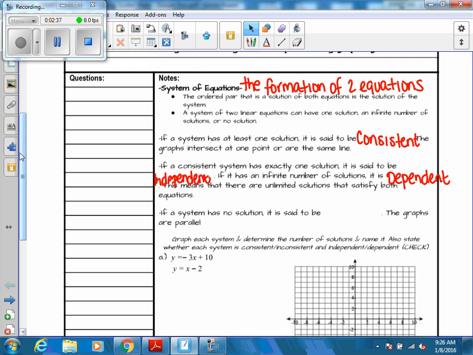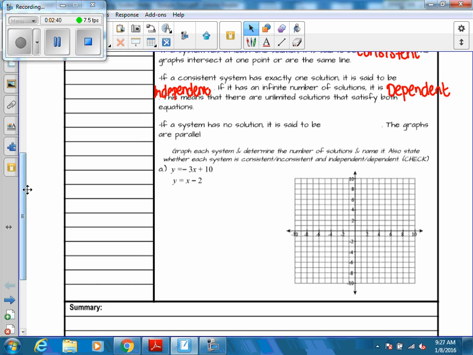If I keep moving on, it says if a system has no solution, it is said to be inconsistent. And that means that when I graph my two equations, they're going to be parallel lines. If a system is inconsistent, that means it can't be dependent or independent at all. Okay? So let's jump down to our first example.